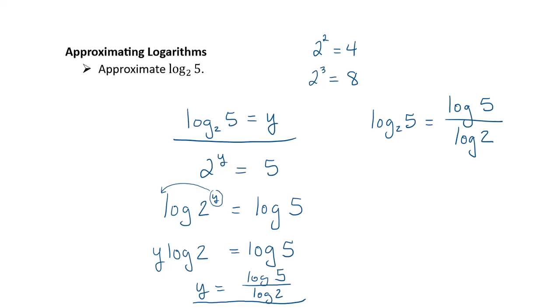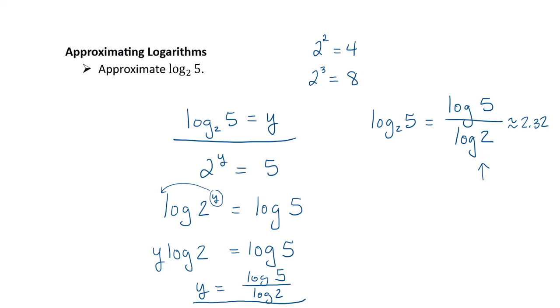Now, if you put this into your calculator, that's possible because we have a base 10. Try log 5 divided by log 2 in your calculator. And it looks like we have approximately 2.32. If we take 2 to the exponent of 2.32, we get pretty close to 5.